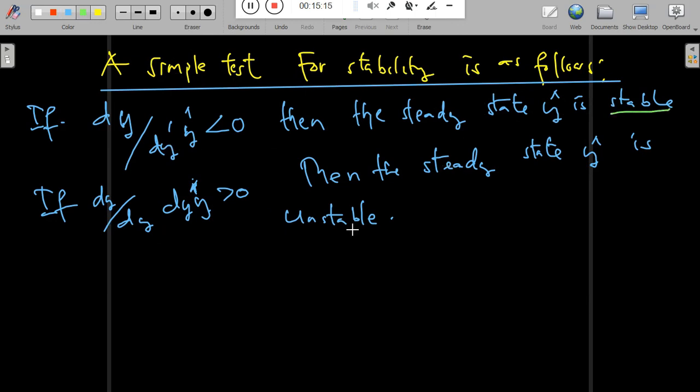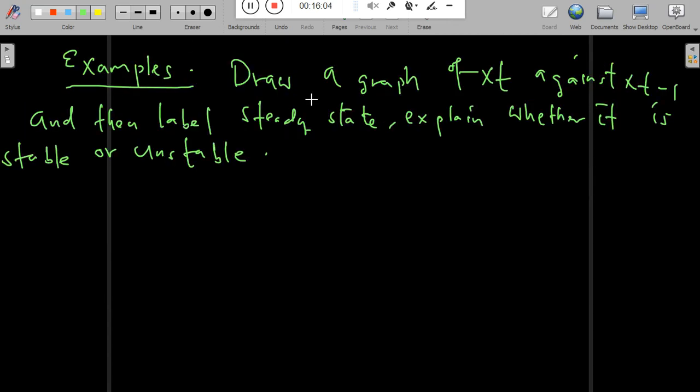That is, if the first order derivative is less than 0, then the steady state is stable. And if the first order derivative dy over dy is greater than 0 at a given steady state value, then the steady state is unstable, as you can observe. Here y star represents y at the steady state level.